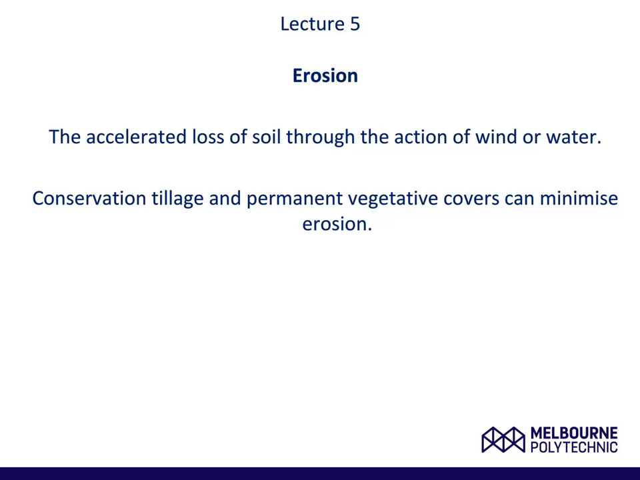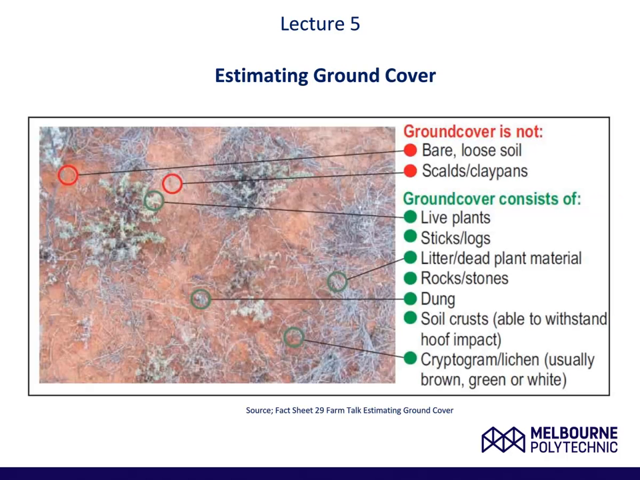I'd like to bring this lecture to a close by looking at erosion and conservation of your soils. Erosion is the accelerated loss of soil through the action of wind or water. Management techniques such as conservation tillage and growing permanent vegetation to cover your soil can minimize this erosion. A useful tool in conserving soils and preventing erosion is being able to estimate ground cover and then manage accordingly.